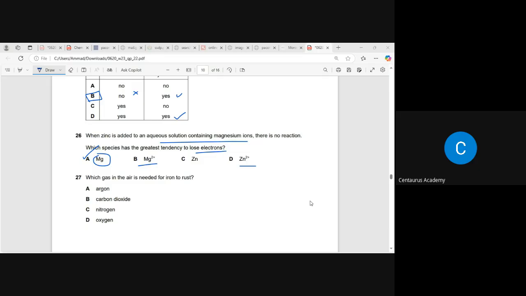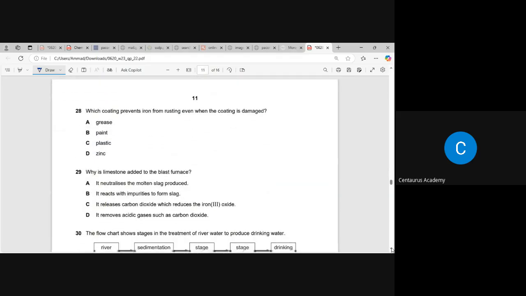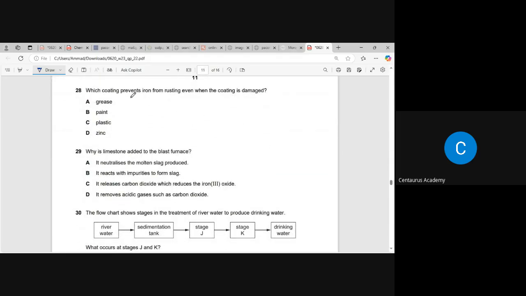Okay, moving on to the next one. Which gas in the air is needed for iron to rust? Oxygen. Okay, very straightforward questions. So most of the questions that you see, they are very straightforward, which is why the whole paper is only for 45 minutes. Which coating prevents iron from rusting even when coating is damaged?